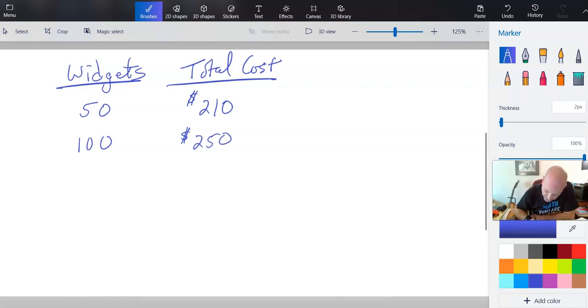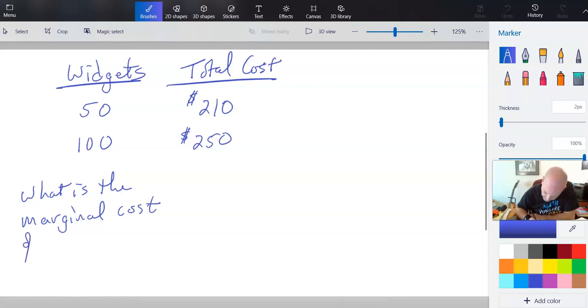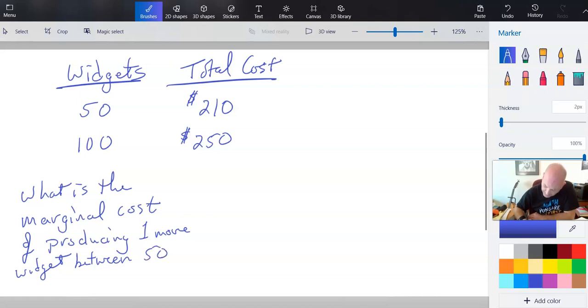So first of all, we need to know what is the marginal cost of producing one more widget between 50 and 100 widgets.